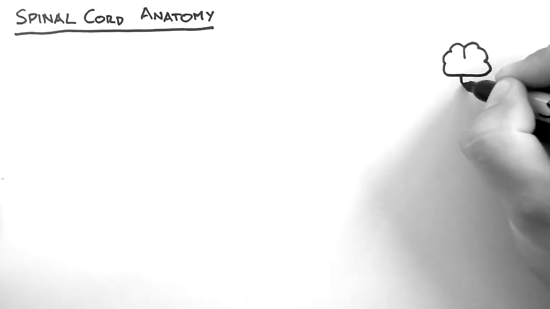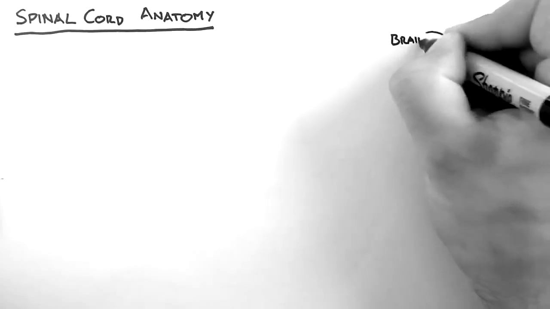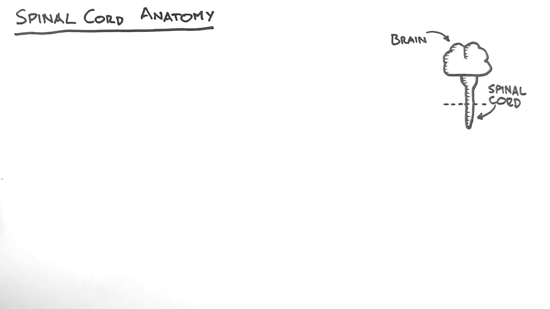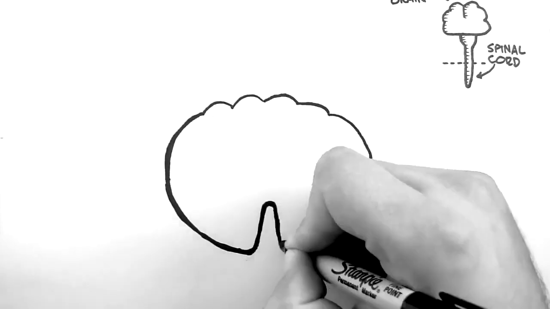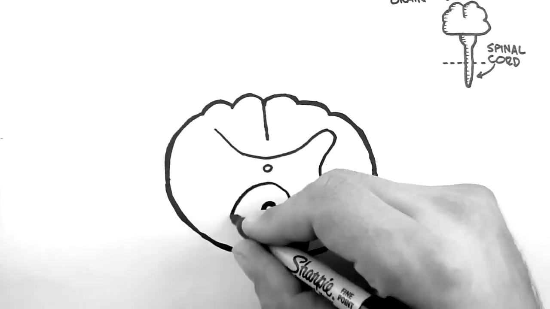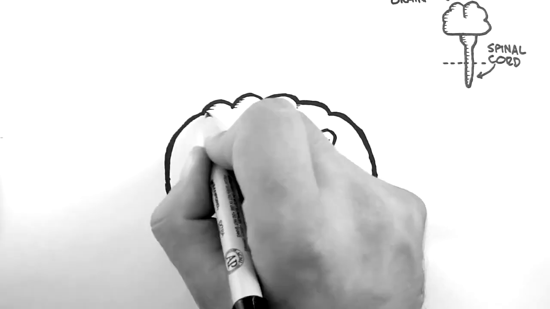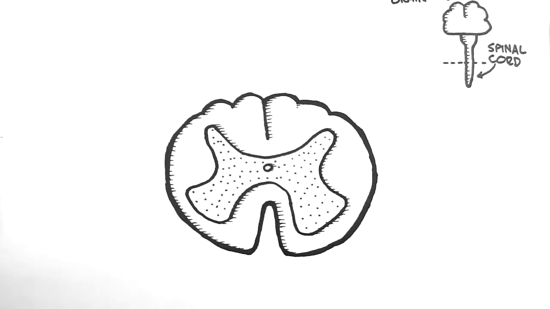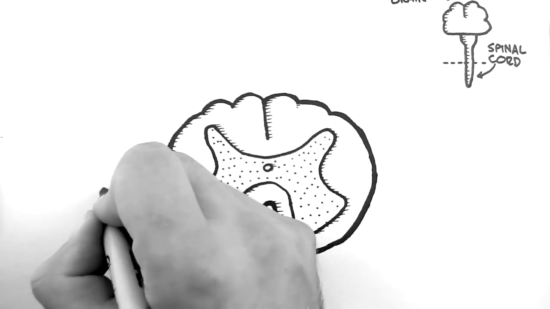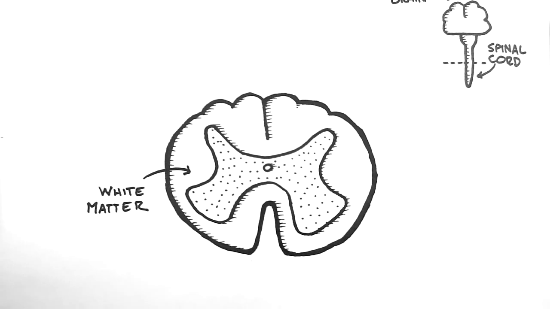So let's begin by taking a cross-section of the spinal cord. We're going to cut through here like this. And this is what we see. The first thing you'll notice about the spinal cord is that there are two well-defined areas. The first is the white area around the outside, which we call white matter, and is comprised primarily of axons and the cells which support axons.